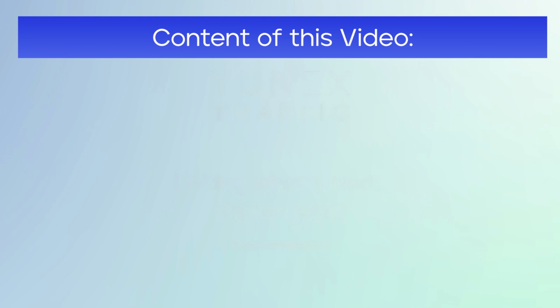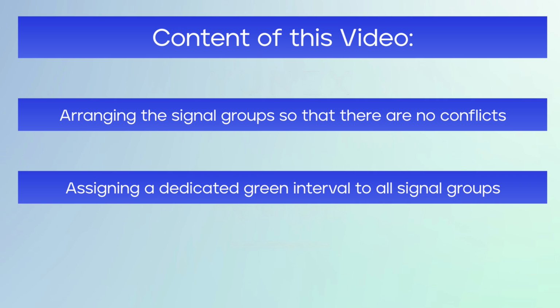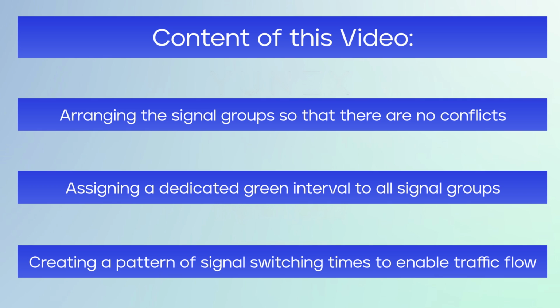Content of this video: arranging the signal groups so that there are no conflicts. Assigning a dedicated green interval to all signal groups. Creating a pattern of signal switching times to enable traffic flow.